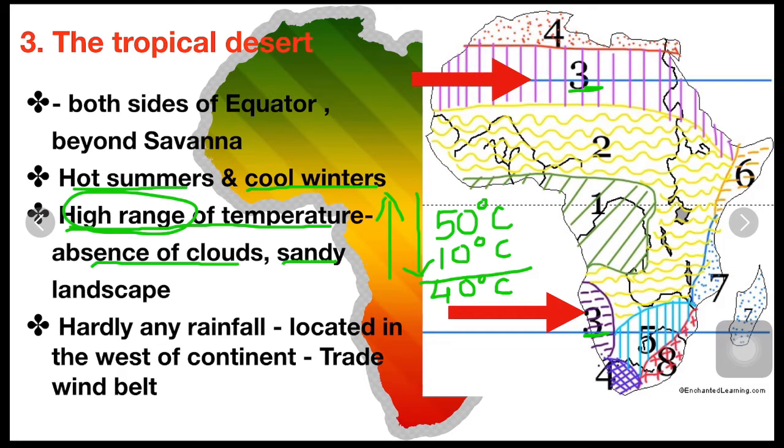This region receives hardly any rainfall, no rainfall, because it is located in the west of the continent. The west of the continent means the trade winds which originate here are not bringing any rainfall to the region, because most of the moisture is shed towards the eastern margins of the continent, the eastern coast and eastern parts of the continent. So by the time they reach the western part of this continent, the moisture is already shed in the eastern part, so there is no moisture left in this region and it receives no rainfall.